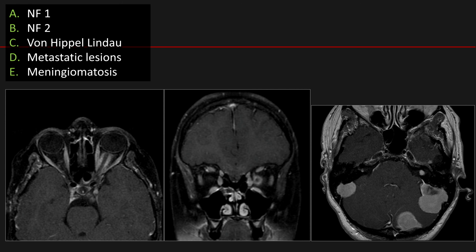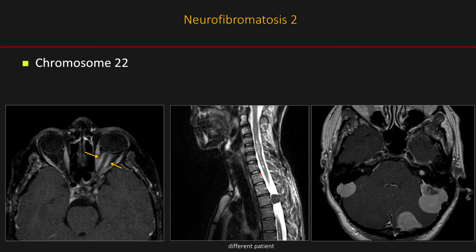Additional finding for this patient, you can see multiple other lesions, including bilateral vestibular schwannoma. So this, of course, is NF2. This is a different patient, has additional spinal disease. So think about NF2, chromosome 22.